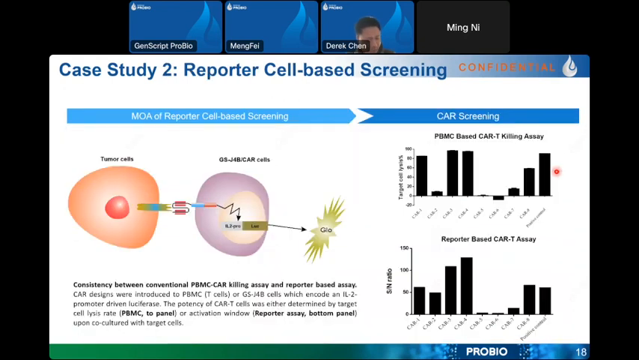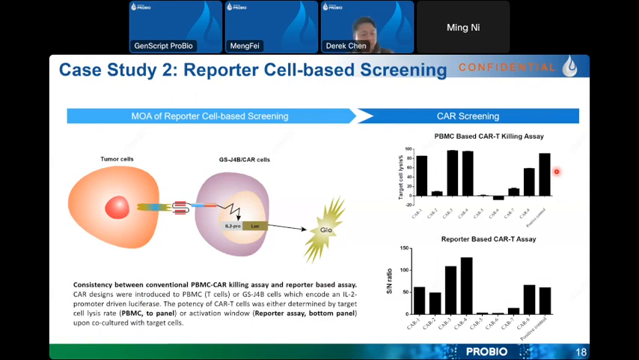Sometimes primary cells can be a little bit tricky to handle. Alternatively, reporter cell-based screening can be a more robust way, especially when you need to screen through dozens of candidates.